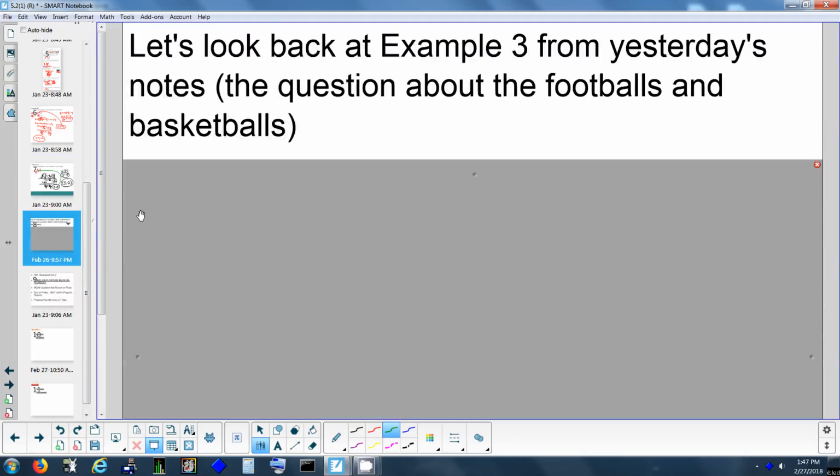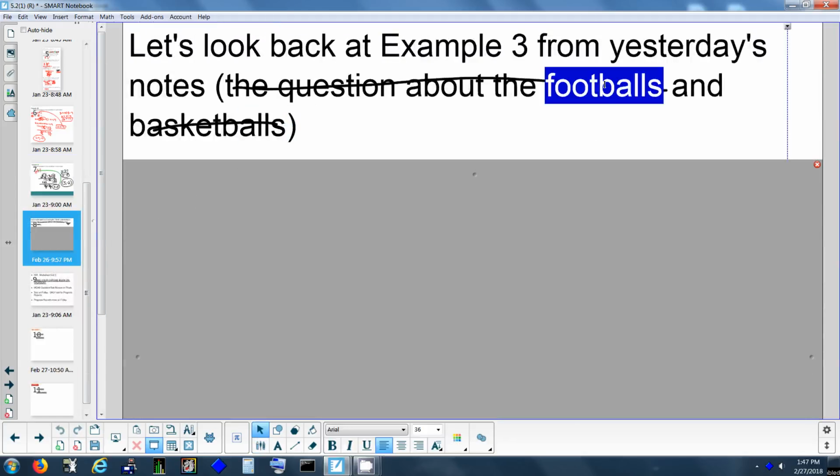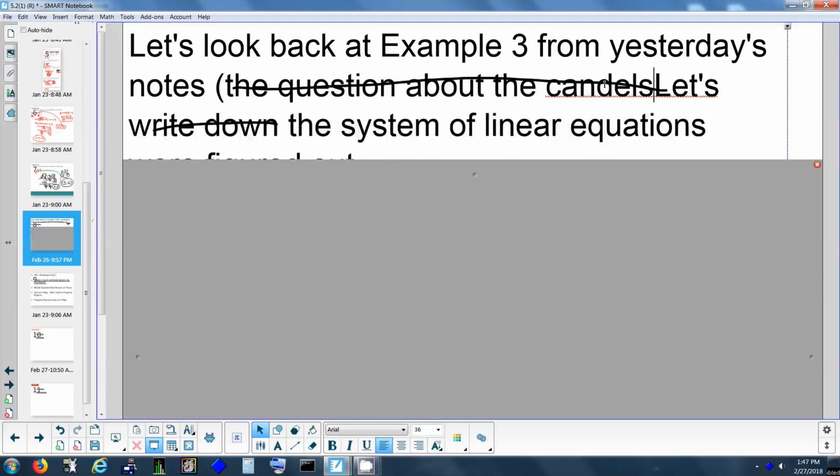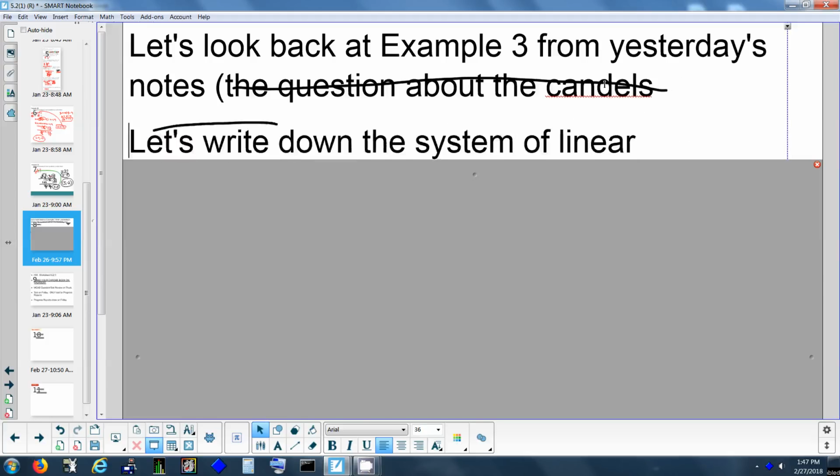It was a homework question. The question we did yesterday, I think it was example 3. Yeah, it was about the candles, that's right, that was the homework. So the question about the candles. I'm just going to fix the spelling.